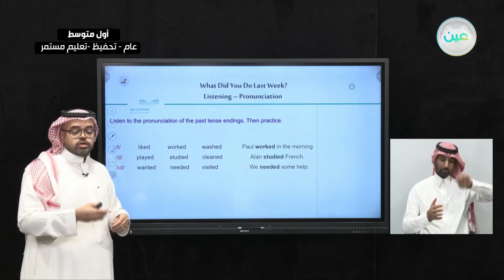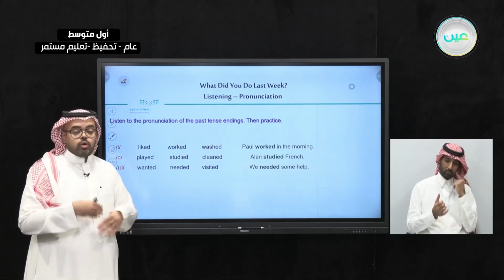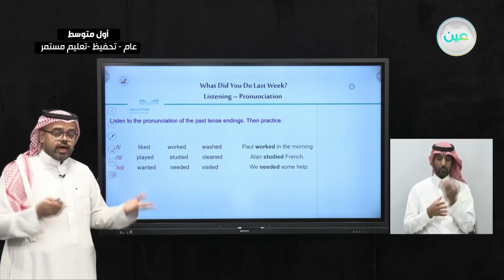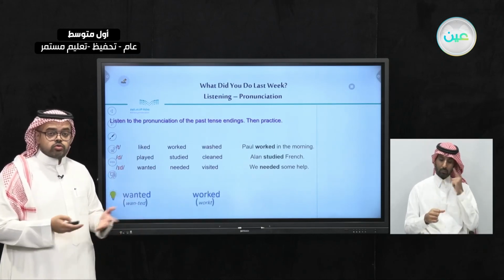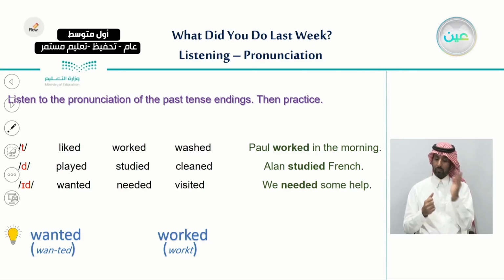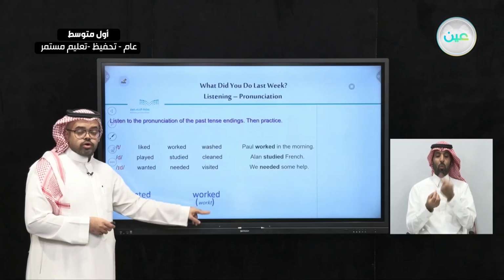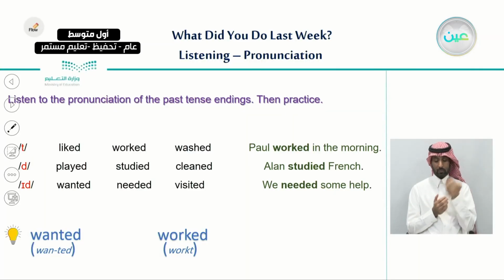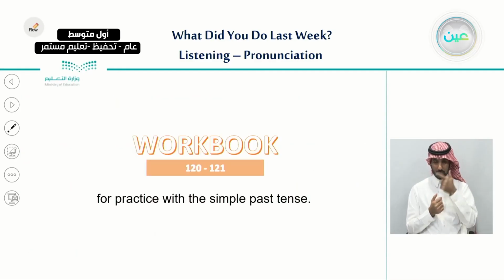This is why we need to practice more on the pronunciation of these verbs, because some of them have two syllables, like wanted here, we pronounce it wanted. But some of them have only one syllable, like worked, we pronounce it as worked. So this is a very important thing to pay attention to.